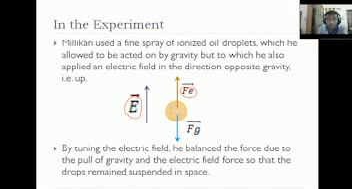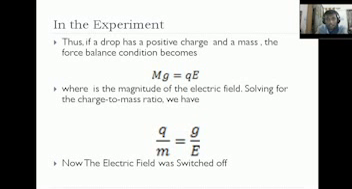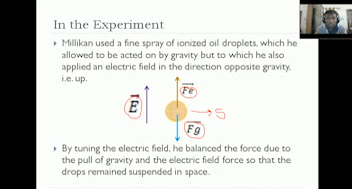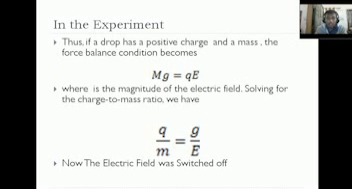Similarly, the normal gravitational force on the earth is Fg = mg. Now by tuning the electric field in such a manner, he balanced the forces due to the pull of gravity and the electric field force so that the drop remains suspended in space. Therefore this particle was stabilized in this field. For the particle to be stabilized, it has to have a positive charge and a mass, and these two forces have to balance each other out. Therefore Fe should equal Fg, and the force balance condition becomes mg = qE.